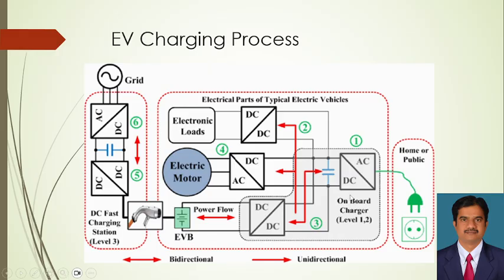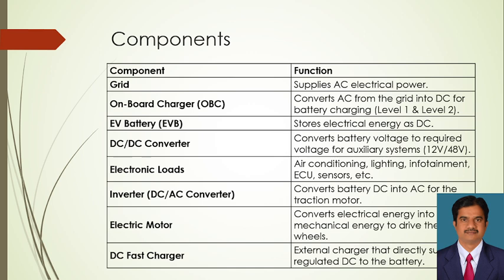So here the onboard charger is used for level 1 and level 2. We will discuss this one later. So these are the main components, the main process. It should consist of, remember, DC to DC converter, AC to DC converter, and DC to DC converter, motor. These are the main things we have in the electric vehicle charging process.